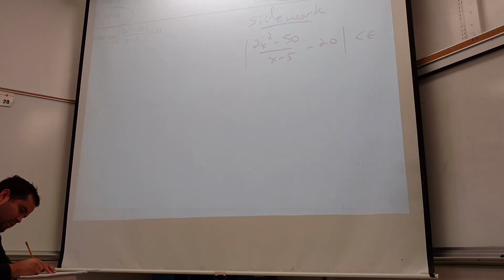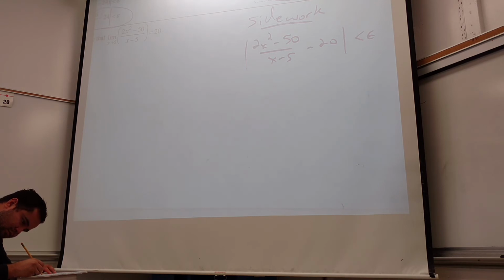Make sure we're on the right track. Do we need to do that sideways? You have to, otherwise, what would delta be? Again, somebody pointed out there's a shortcut for linear functions, but I do want that side work done.